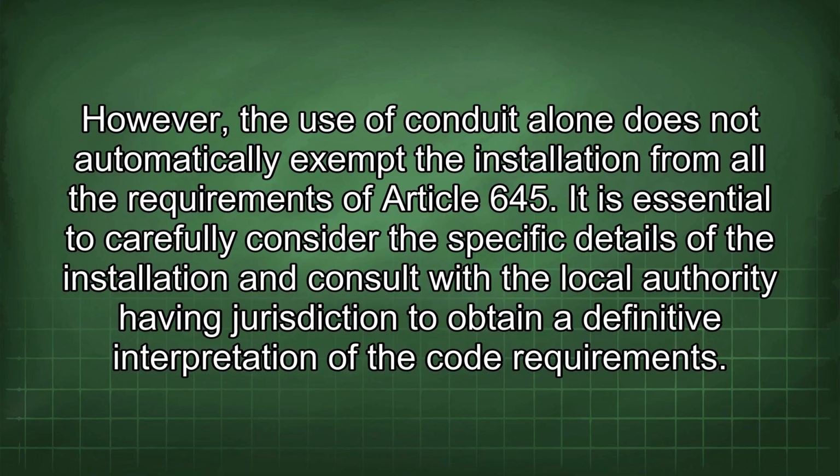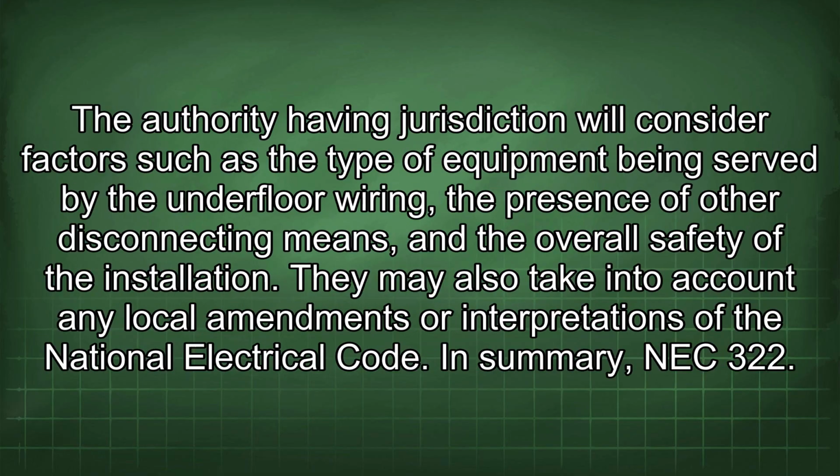It is essential to carefully consider the specific details of the installation and consult with the local authority having jurisdiction to obtain a definitive interpretation of the code requirements. The authority having jurisdiction will consider factors such as the type of equipment being served by the underfloor wiring, the presence of other disconnecting means, and the overall safety of the installation. They may also take into account any local amendments or interpretations of the National Electrical Code.